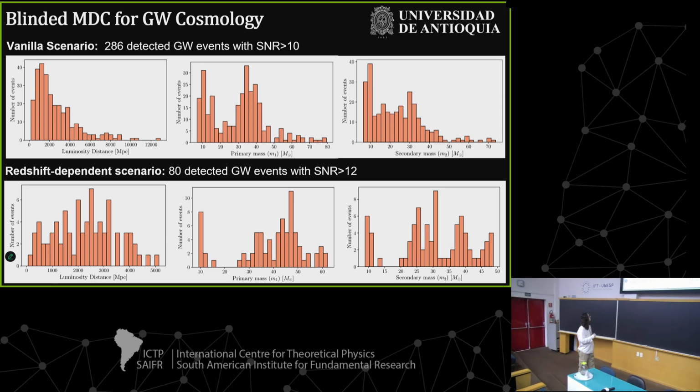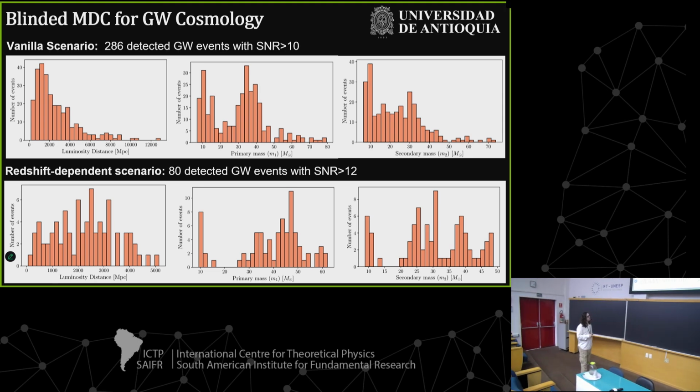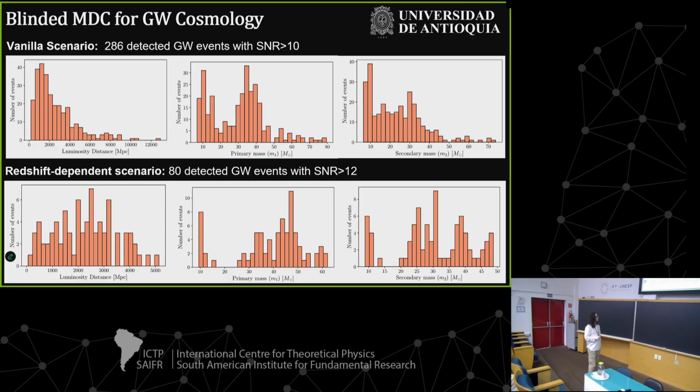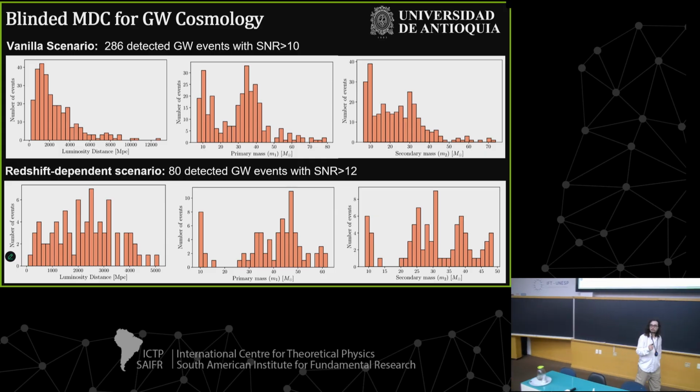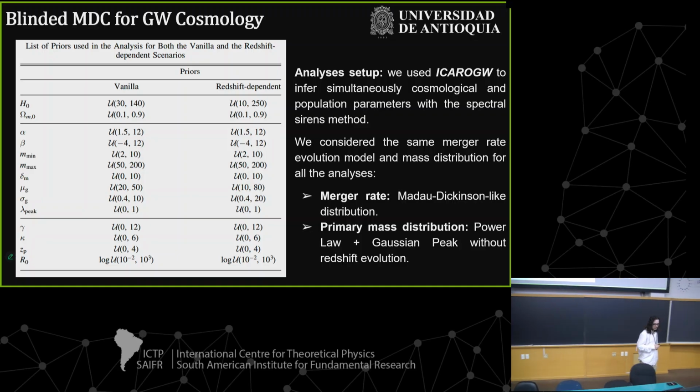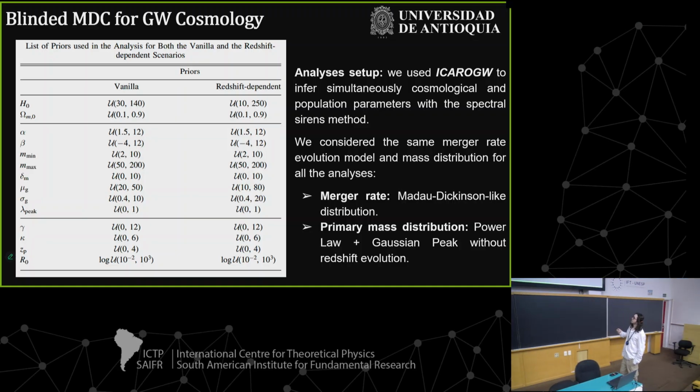And then we have the redshift-dependent scenario with 80 detected events with an SNR above 12. This is the distribution again in luminosity distance, this is the primary mass, and this the secondary mass. Here it is a bit more messy than in the other case because of the redshift evolution. Then, these are the priors that were used for the analysis, both for the vanilla and the redshift-dependent case. The priors were a bit different, especially in the Hubble constant, because the analysis team didn't know this.